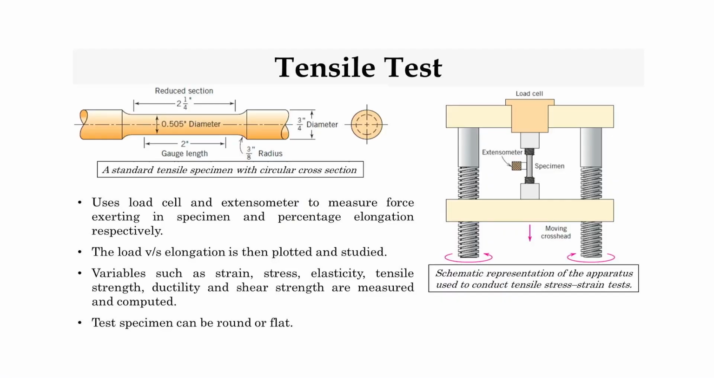Variables such as strain, stress, elasticity, tensile strength, ductility, and shear strength are measured and computed. So many different quantities can all be computed from just the force versus displacement data, dynamic data, which has been converted to stress and strain, right? The test specimen, like I've mentioned, can be round or flat, and the right picture basically shows you a schematic representation of the apparatus which is used to conduct tensile stress strain tests, right?